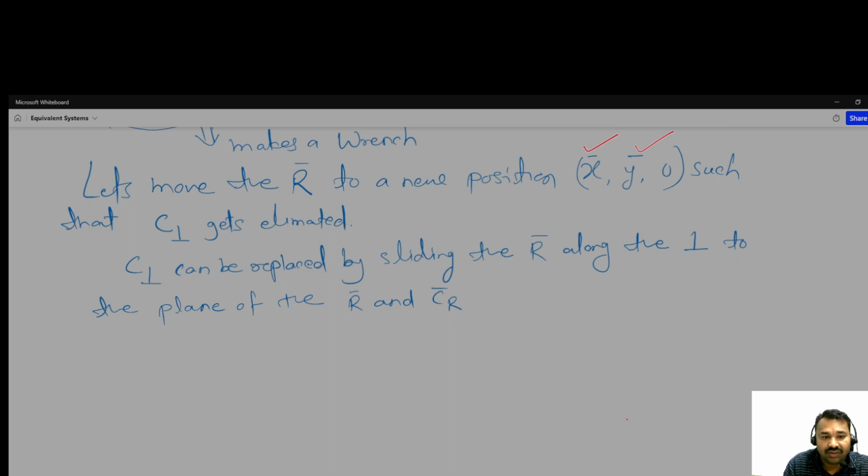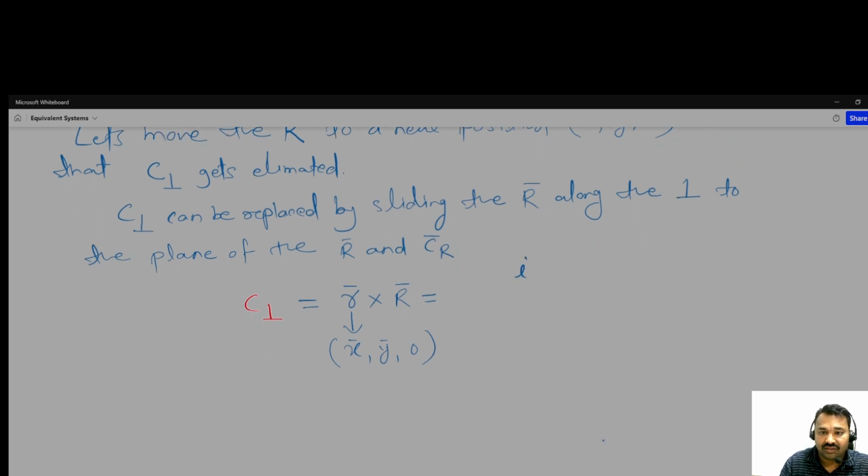What we have to do: C perpendicular is equal to the position vector. Suppose R, we take the position vector and the cross product of the resultant. So that is equal to what? And what is the coordinate of this R? This coordinate is X, Y, 0, from the origin. So this can be written as I, J, K and X, Y, 0.